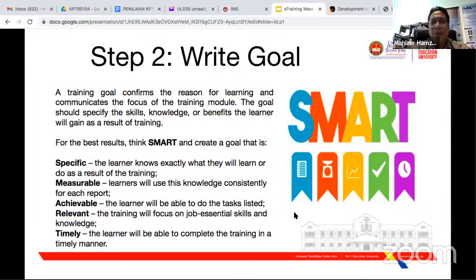Okay, and then write a goal. This is maybe quite familiar with some of you. Maybe you are familiar with SMART. So first of all, we must have the specific goal. What is the goal of our training? At the end of the training, what should be achieved? For example, in the case of the industry just now we mentioned, at the end of the training, employees know how to operate the new machines. That's the goal. Know how to operate the new machine.